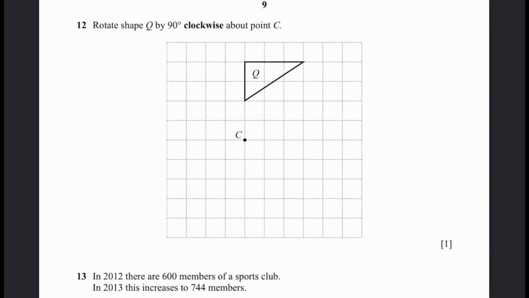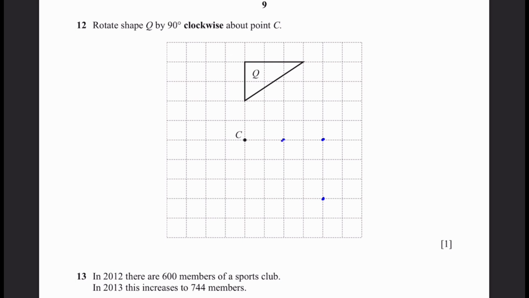Rotate shape Q by 90 degrees clockwise about point C. So we need to go clockwise, this direction, 90 degrees. So we go like that till there. And we need to rotate all the points on the shape Q. Now if we take this point and rotate 90 degrees clockwise about here, it'll go just like this. You rotate it fully to make a perfect circle, like that. So 90 degrees will come there. And using the same method, we get this one here. This one comes there. And for this one, it comes all the way down there.